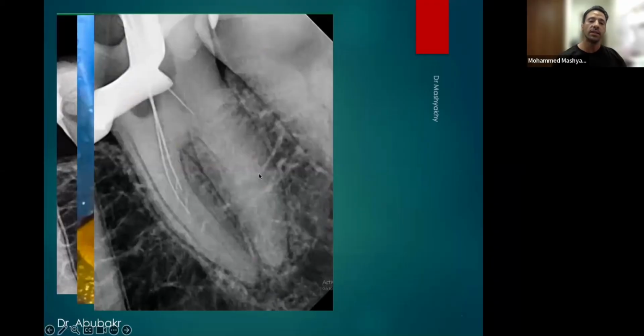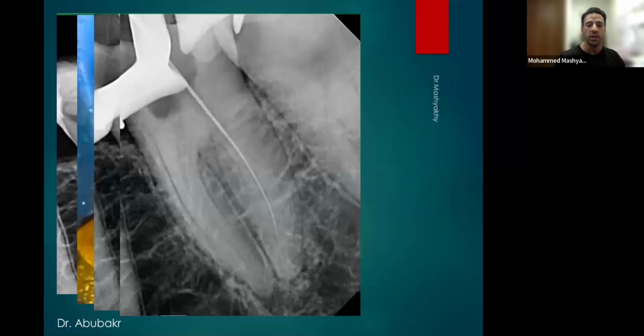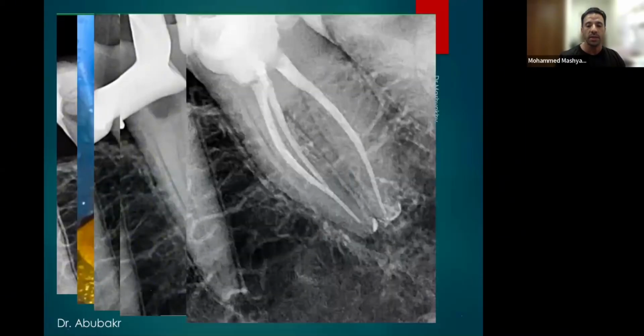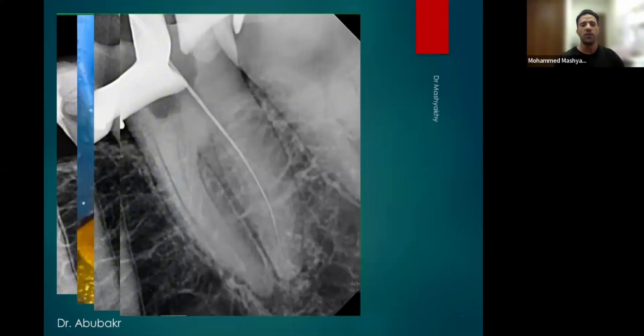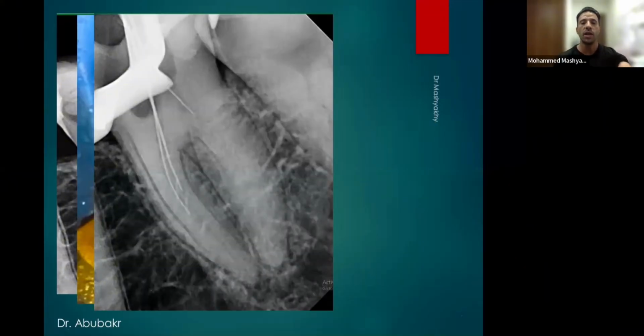So what he did, as I said before, he put the file, he found the catch, he attached the apex locator, then there's no red sign, so he took an X-ray. When you take an X-ray, you confirm you are in the right path, so you can go forward. He got the distal all the way down, then how does it look? So for example, this case, let's just talk about it. If you find the canal like this, then you can go forward.